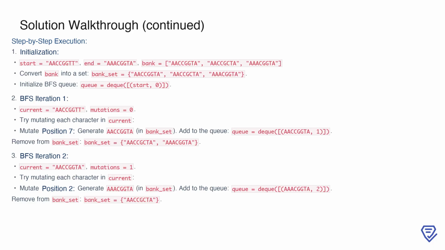In the second BFS iteration, we dequeue AACCGGTA with a mutation count of 1. This time, mutating the third character produces AACGGTA, which is in the bank set. We add AACGGTA to the queue with a mutation count of 2, updating the queue to deq AACGGTA 2, and remove AACGGTA from the bank set. The remaining bank set now consists of AACCGCTA.